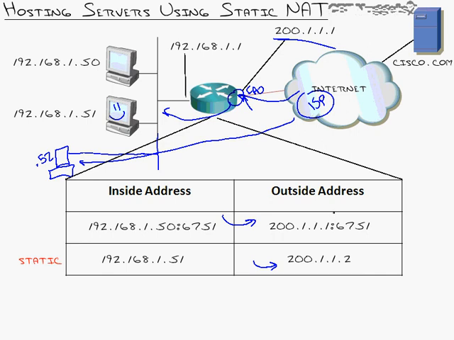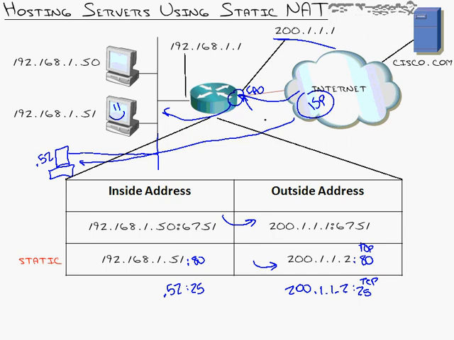Well, static NAT can be combined with port numbers. So what I can do is say 200.1.1.2 on TCP port 80 will forward packets to the web server on port 80. But if I receive a request on 200.1.1.2 colon TCP port 25, I will forward that to 192.168.1.52 on TCP port 25. So we can actually split a public address among multiple internal servers.